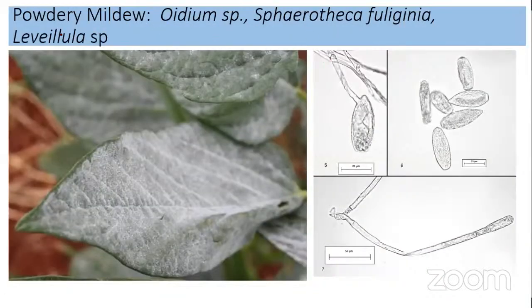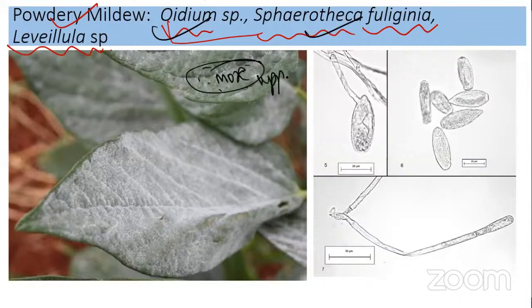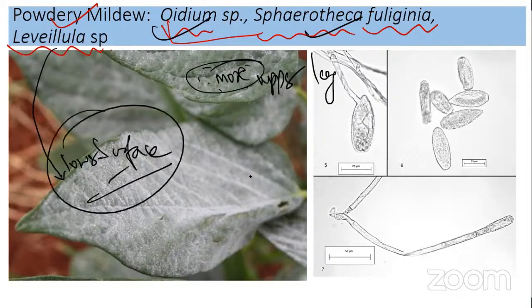Then coming to the next disease, powdery mildew. It is caused by either Oidium, Sphaerotheca fuliginea, or even Leveillula. Reports are there where different pathogens were seen infecting this particular crop. If it is Oidium and Sphaerotheca, it will be more on the upper leaf surface. But if it is Leveillula, it will be more on the lower surface. So that is the more important criterion to differentiate between these two.